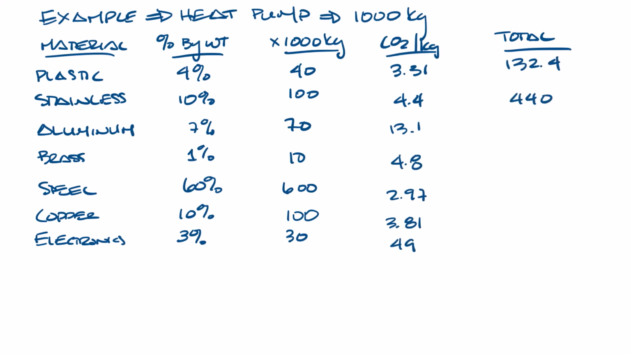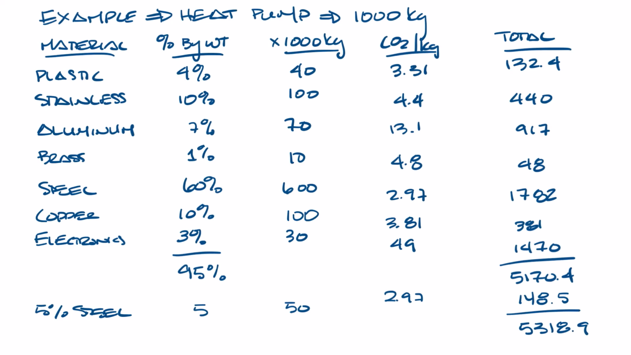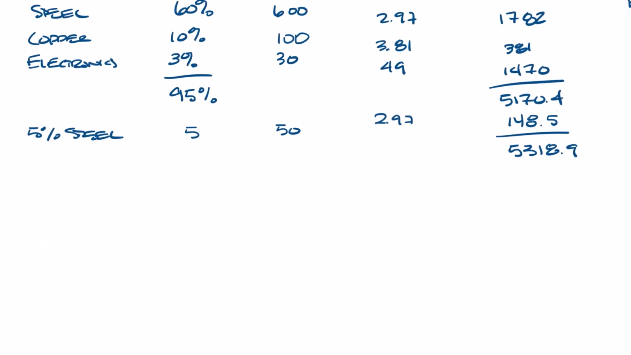And if you multiply that across, this is what you get. And if we total that down, we get 5,170.4. Now, if you add up these materials, we have 95% of the material by weight. That is the minimum that you can have to use this calculation. And then TM65 assumes the rest to be steel, so we're going to add 5% more steel in here and carry that math across, which gives us 148.5 to add to our total, which now brings us to 5,318.9. Let me slide this up to make a little room.